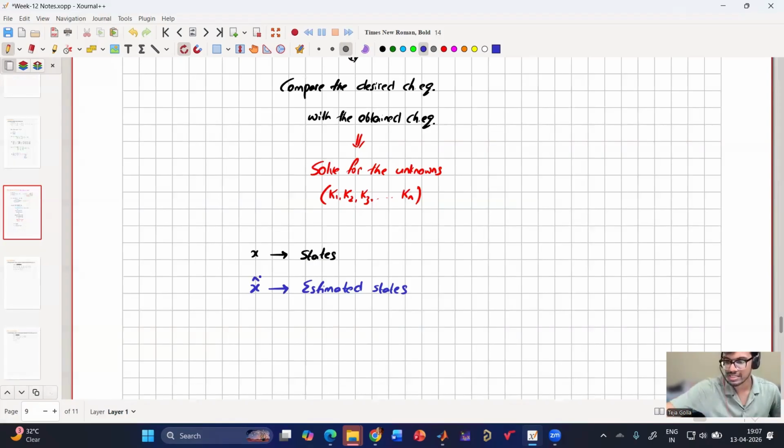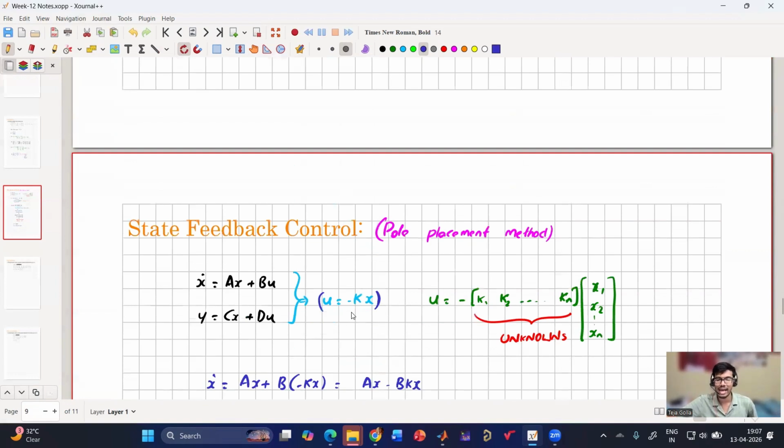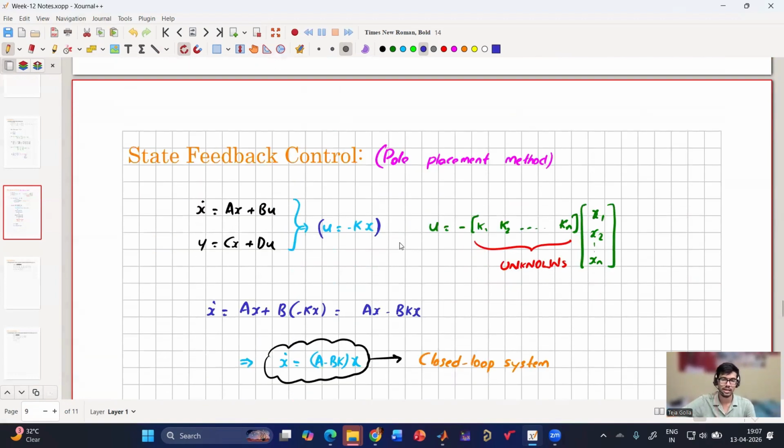Okay, so x hat is the estimated state. So in that case, you will have minus k x hat, and x hat will also have the observer dynamics, and then accordingly you will design.